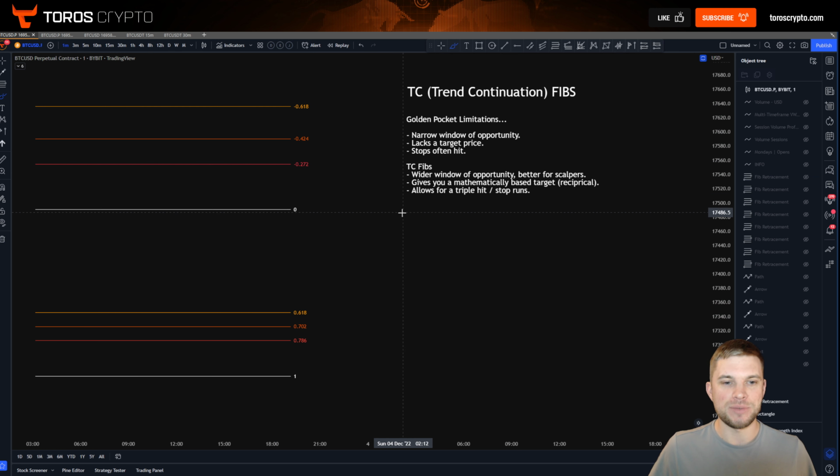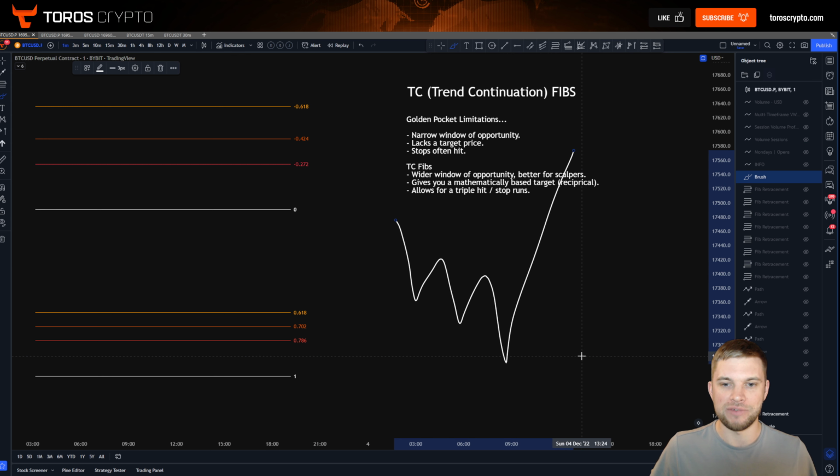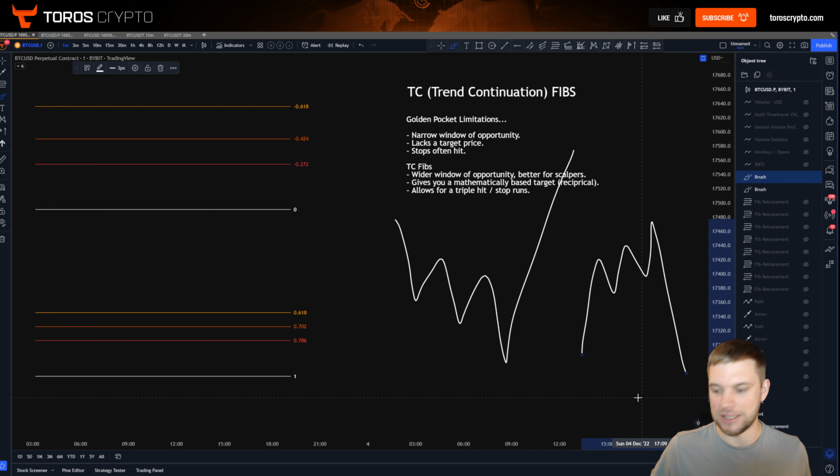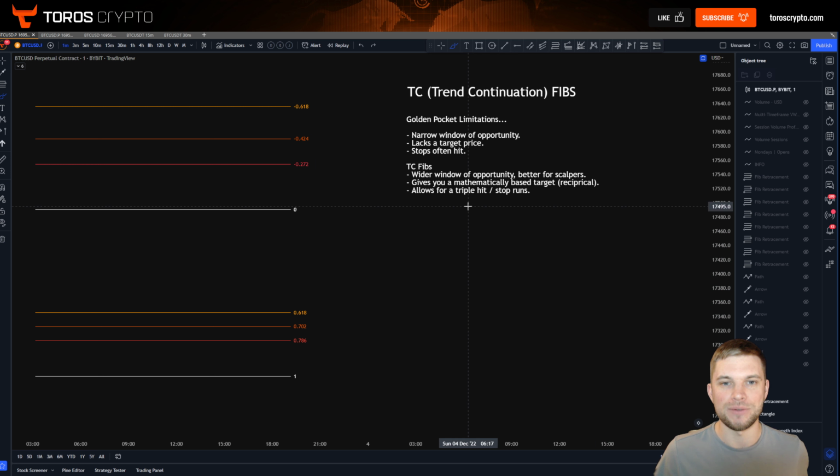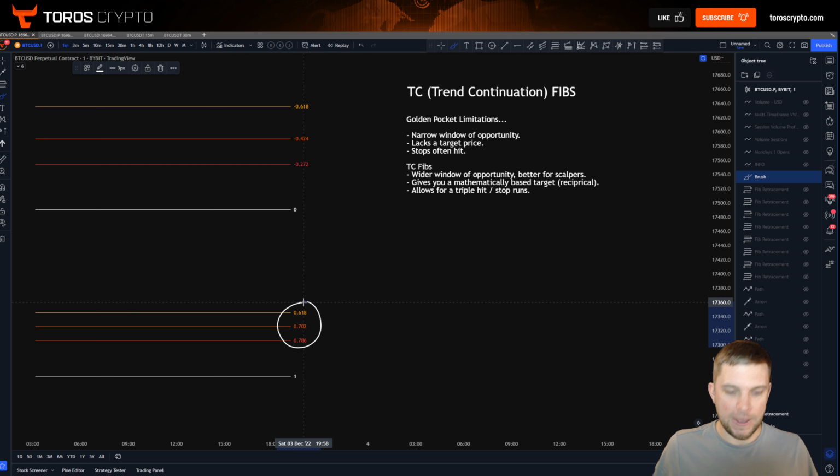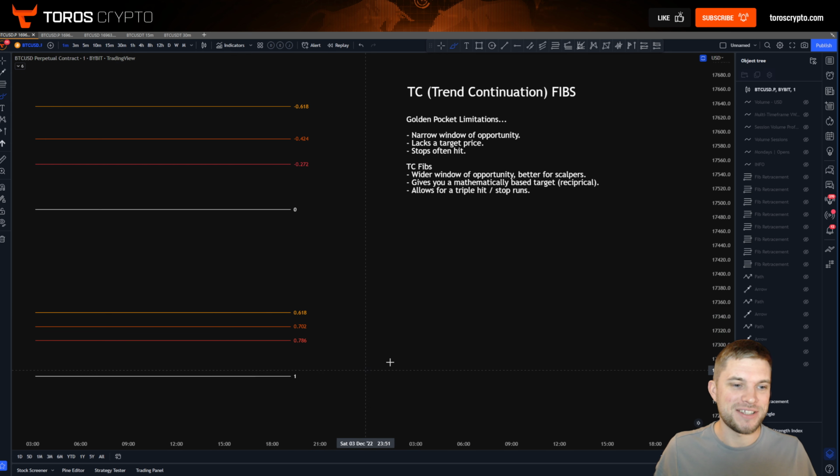As we so often get within crypto, you go bang, bang, bang, and then you reverse. So it allows for those double little stop hunts, those three spikes up into the highs, or those three spikes down into the lows before you get a reversal. So they are generally a much better, or at least I much prefer to use this Fib strategy for my trading more so than the golden pocket.